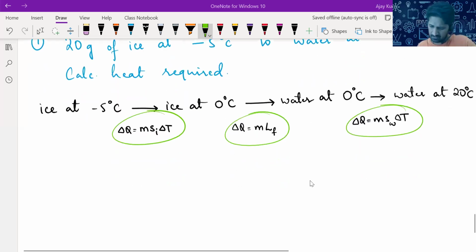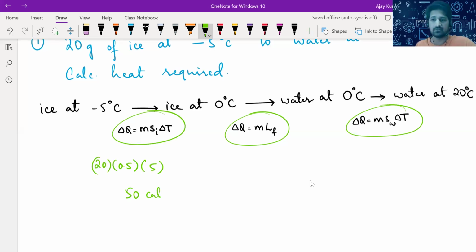How much ice is given? 20 grams. See, that 20 grams stays the same. When ice gets converted to water also, it's 20 grams only. Water converts to water at 20 degrees also, it's the same 20 grams. So in all steps, the mass is 20 grams itself. Specific heat of ice is 0.5 calorie per gram per Celsius degree. And the change happening here is 5 units. From minus 5, it is going to 0. So the change in temperature is 5. So 0.5 into 20 into 5, 50 calories for this.